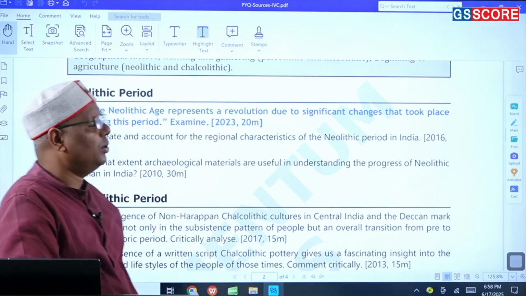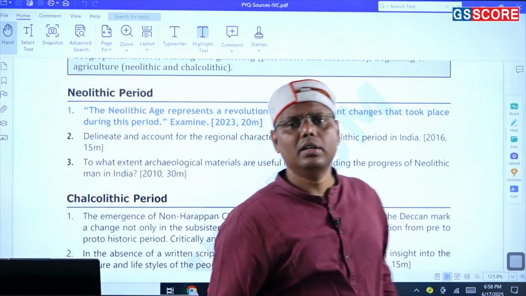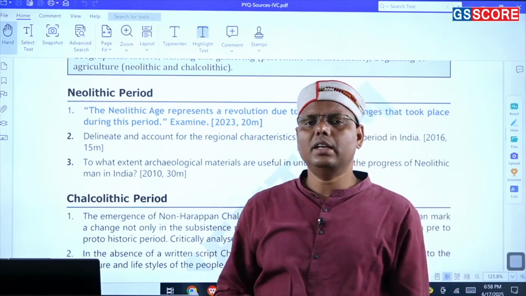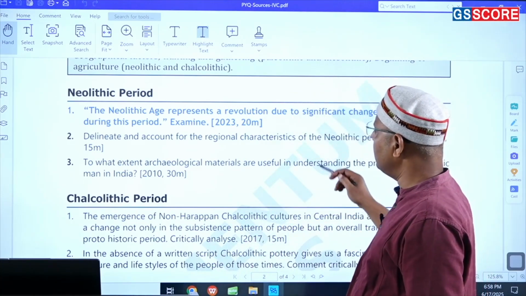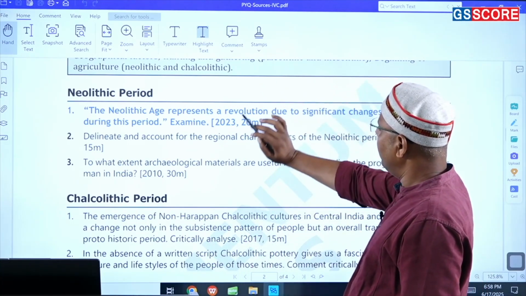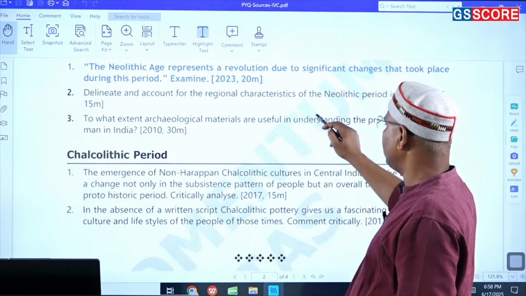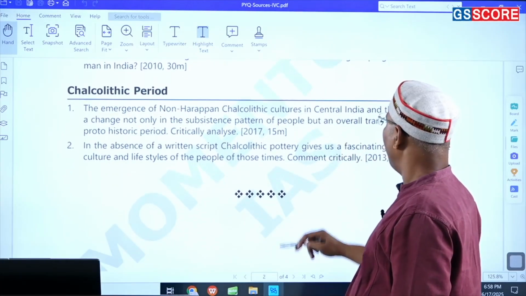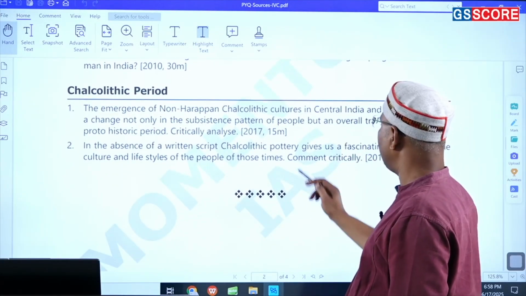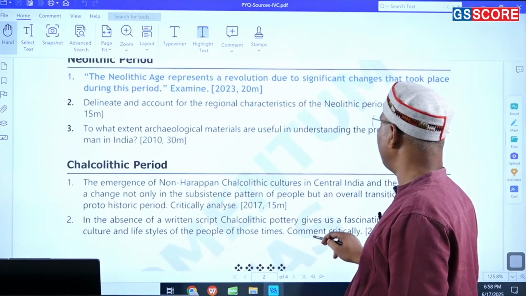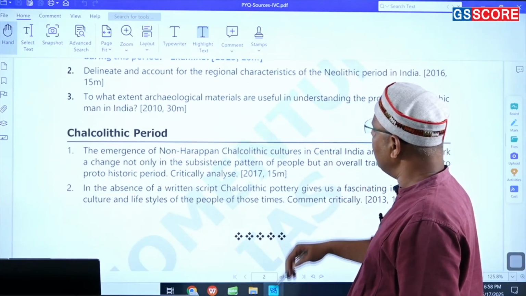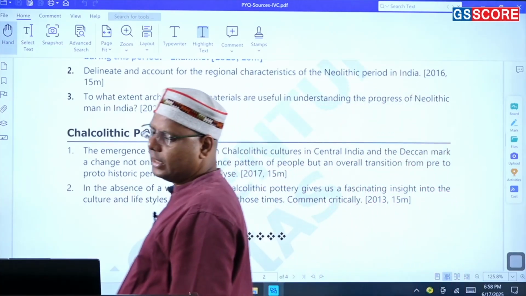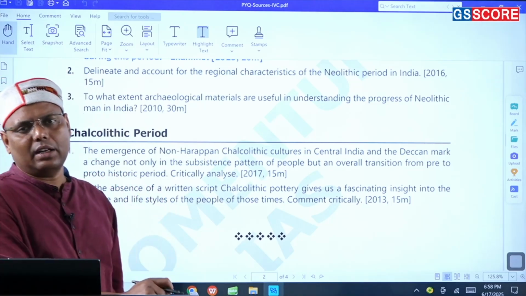And that, as I told you, brings us to the second topic also, the regional differences. So in the Neolithic, there were so many regional differences also. There are a very lesser number of questions being asked from this side. On the other hand, if you see the Chalcolithic, last they asked one question in 2017. So frankly speaking, this year you can expect one question from the Chalcolithic only.